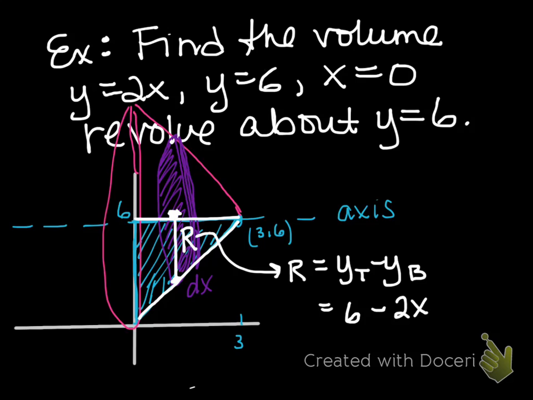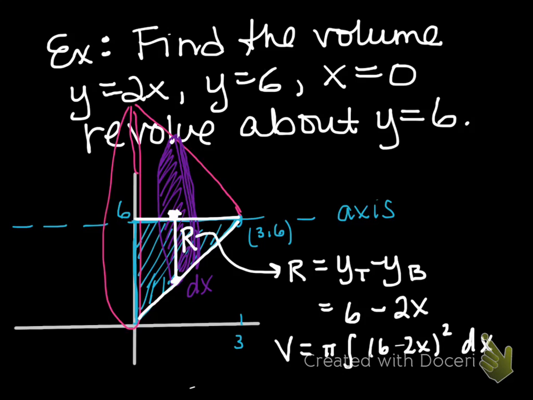Okay, so now I can go ahead and set up my volume equation. Volume, again, remember, is just the volume of a cylinder, so pi r squared times height, and we're going to sum all of those up. Pi comes out front because it's a constant. We're summing up our radius squared, so we need 6 minus 2x squared, and then times the height of each of our cross sections, which was dx.